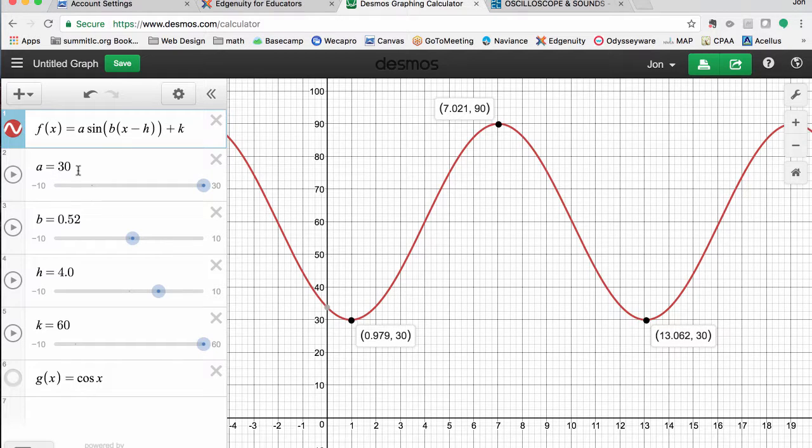We had to adjust the amplitude to account for high temperatures and low temperatures. We had to set the vertical shift to get that mid baseline temperature, and the average is 60 all year.